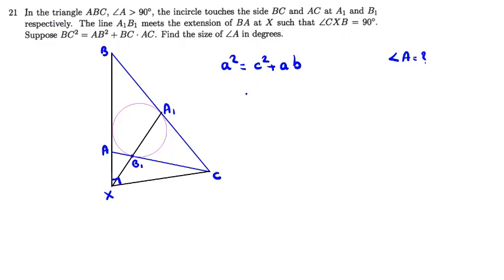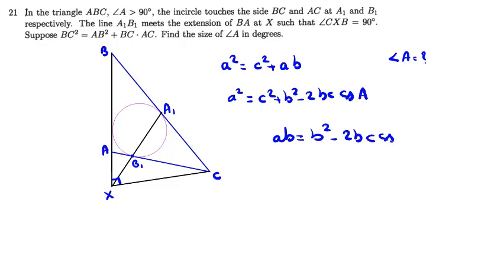If we use the cosine rule, we know a squared equals c squared plus b squared minus 2bc cos A. If we consider they are equal, we can cancel c squared, so AB equals b squared minus 2bc cos A. If we cancel b, then a equals b minus 2c cos A. So we want to find negative c cos A.